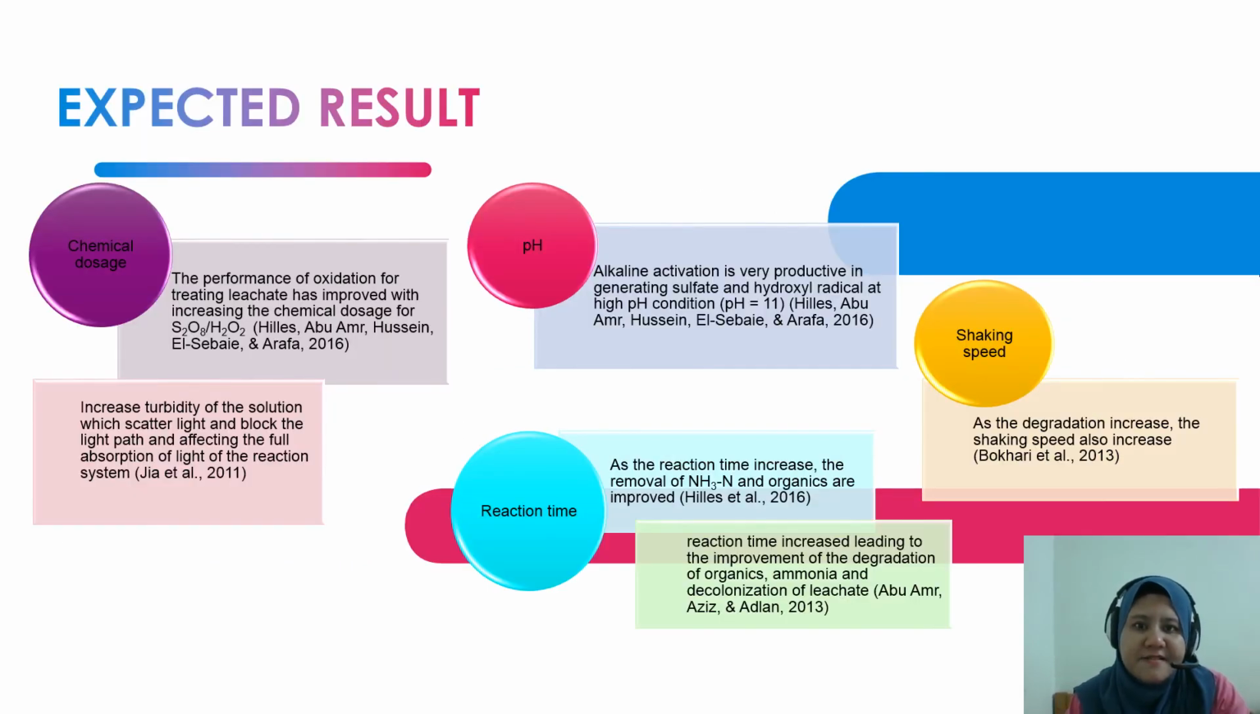The effects in this research can be divided into 4 points. The first point is the chemical dosage. As the chemical dosage increases, the performance of oxidation will increase. However, increasing the chemical dosage will increase the turbidity of the solution. The next point is the pH. Alkaline activation is very productive in generating sulfate and hydroxyl radicals at the higher pH condition, which is pH 11.